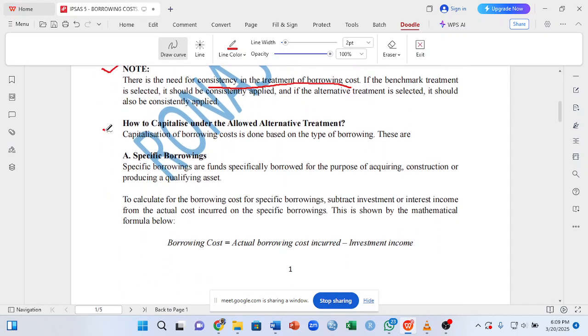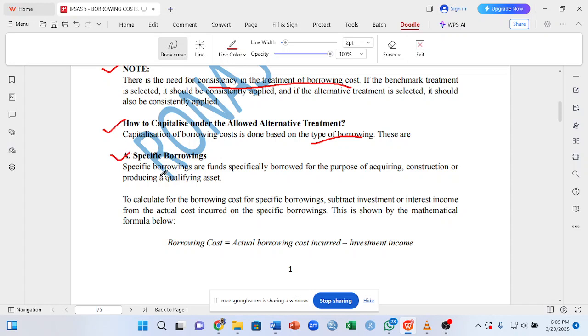Diving deeper today, the allowed alternative approach depends on the type of borrowing cost you are dealing with. We have two kinds of borrowing cost: the specific borrowing cost and the general borrowing cost. This is where the practical sense may start, so we'll start with the specific borrowing cost.